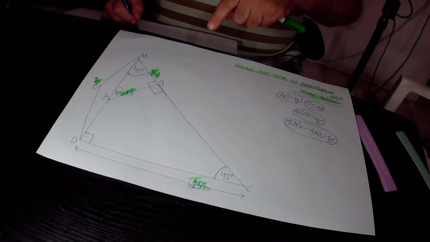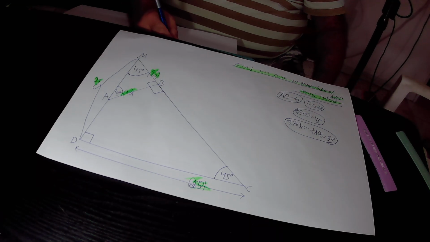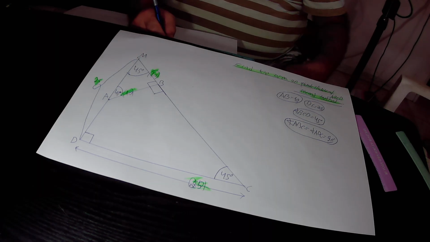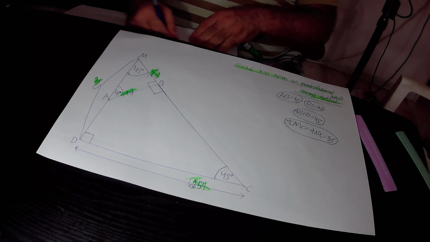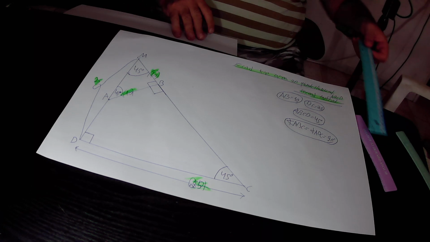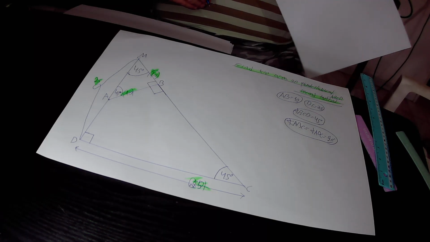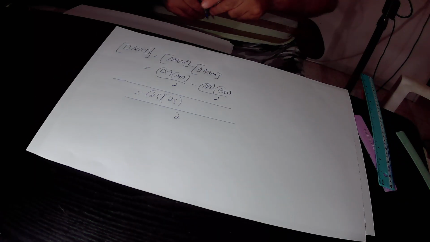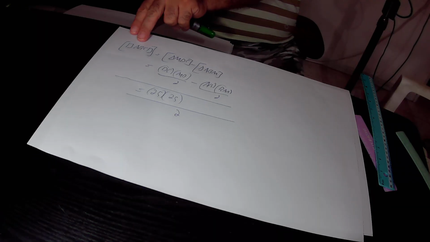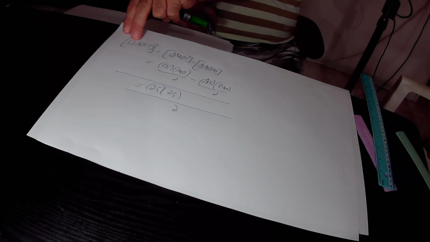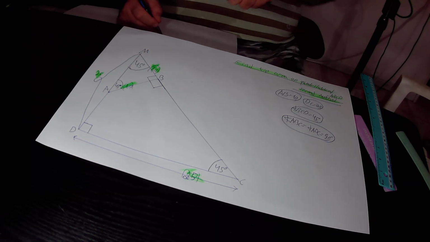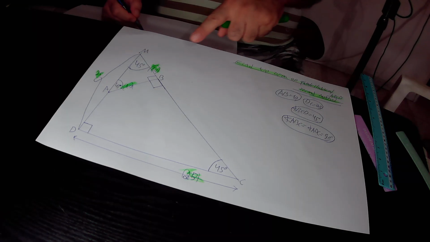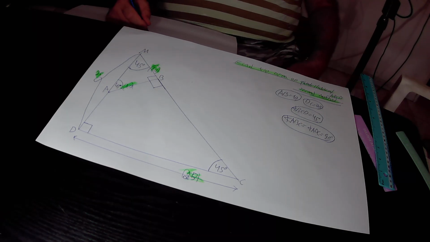DC is 25 times MD. MD is also 25 over 2. So in total, we actually found out that the area of the big right triangle MDC is equal to 25 times 25 over 2 minus the area of the small right triangle MBM. So it is minus AB, AB is 10, times BM, BM is also 10, divided by 2.